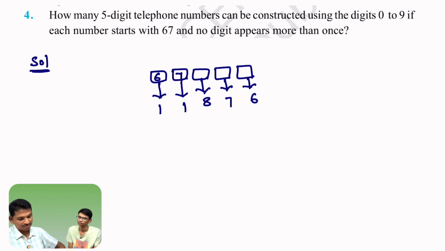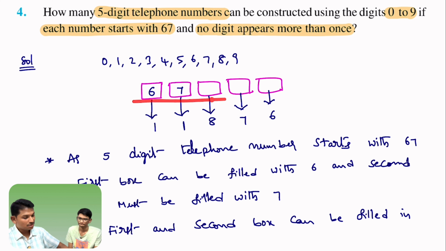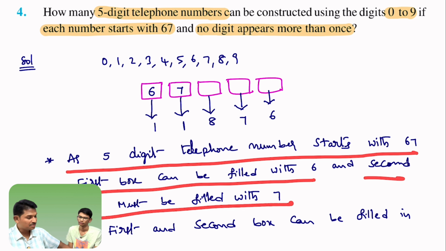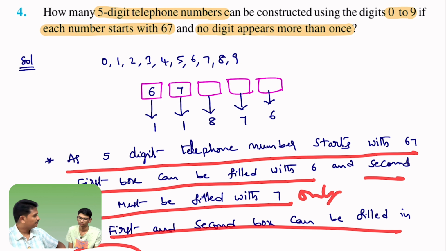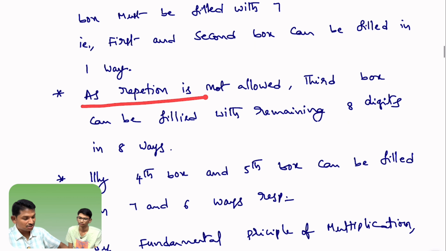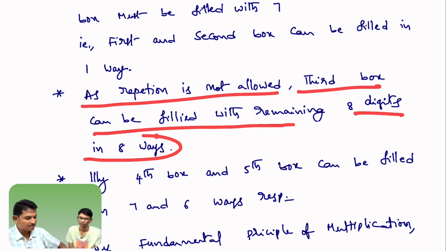How will you write the steps? You need to form a 5-digit telephone number. First you write 5 boxes and write arrow marks like this: 1, 1, 8, 7, 6. And you write: as a 5-digit telephone number starts with 67, first box can be filled with 6 and second box must be filled with 7 only. So first and second box can each be filled in one way. Next, what do we write? As repetition is not allowed, third box can be filled with the remaining 8 digits in 8 ways.